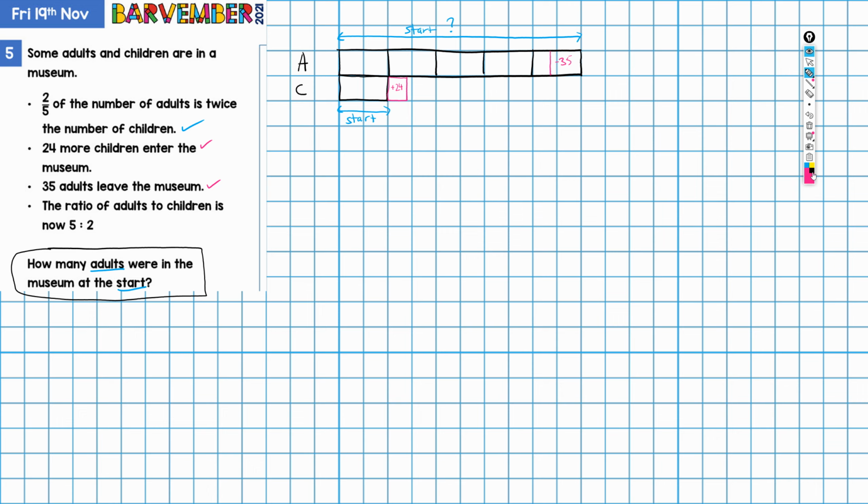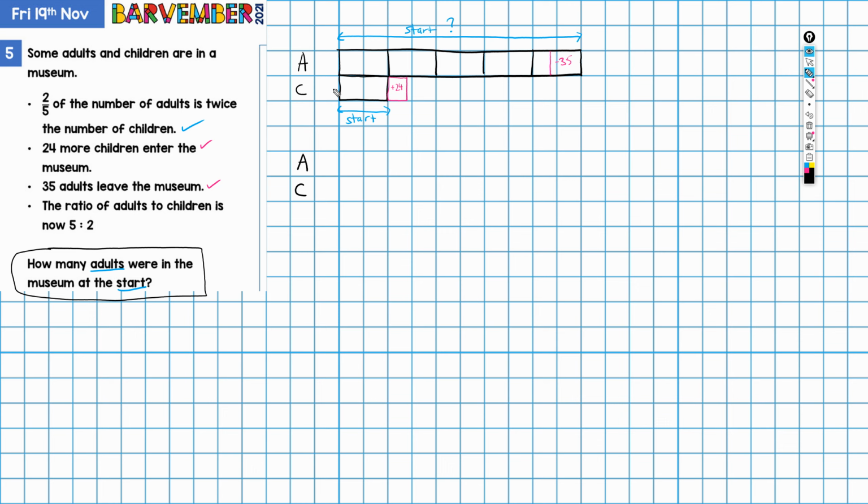Now this is where it gets interesting. So what I'm going to do is redraw now. And I'm going to draw another bar for the adults, another bar for the children. Now, actually, I need to start by drawing a bar for the children because I don't know enough about the adults yet. And I'll explain. So I know what the children have at the end. I can see that there. It is what they had at the beginning plus 24.